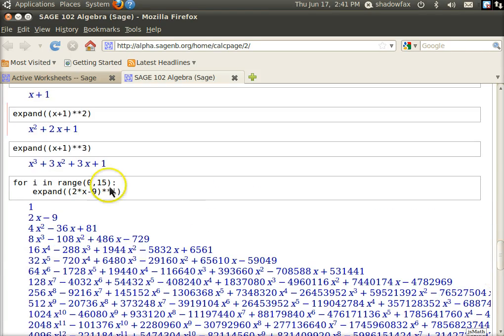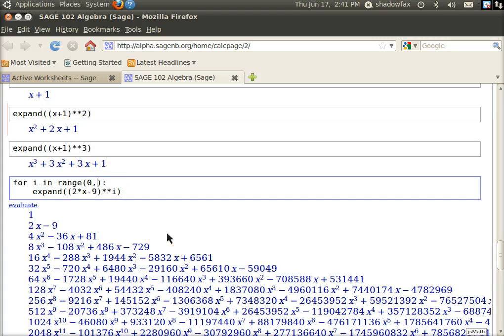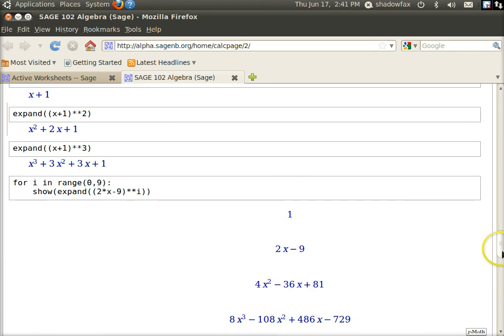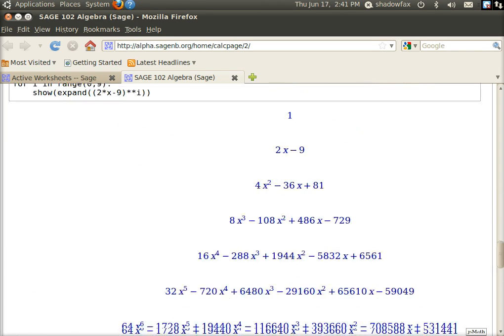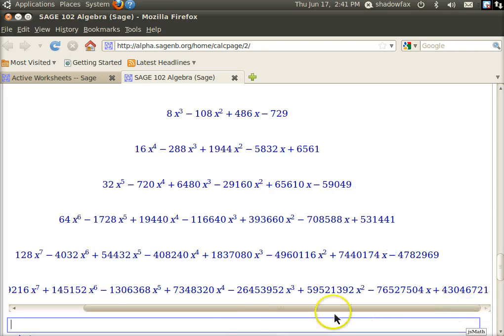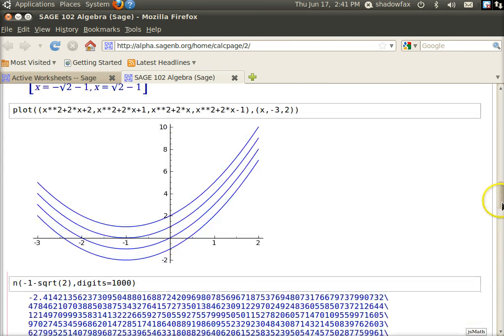Alrighty. If I restrict myself to, I don't know, 9, and I put show on, well, I should be able to see most of it. And yeah, pretty good. Close enough. You can slide around a little bit if you need to. Okay, so that's a little bit of algebra for you.